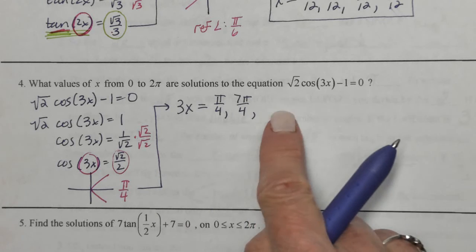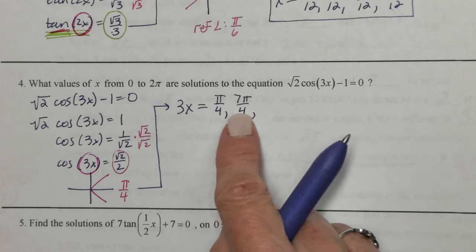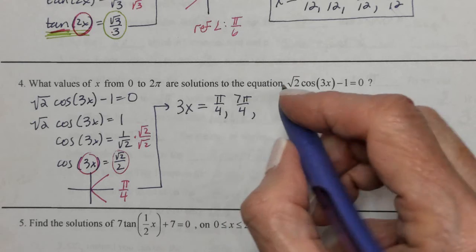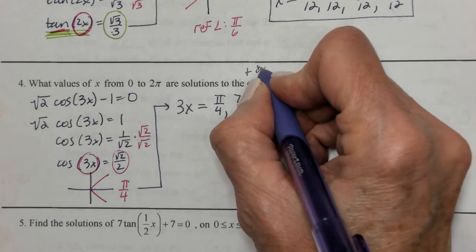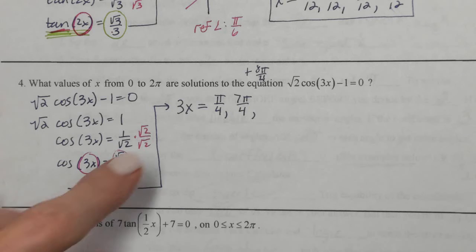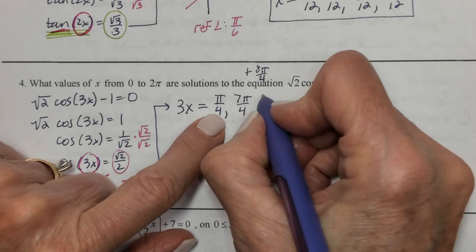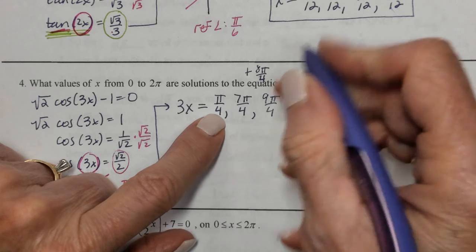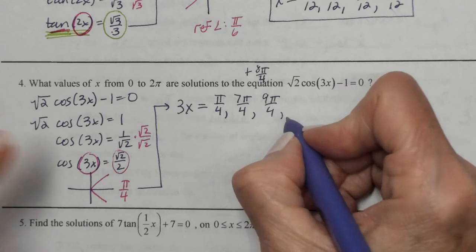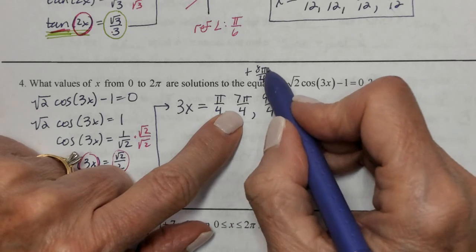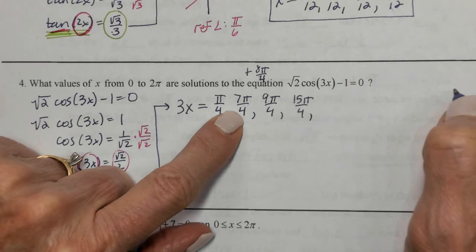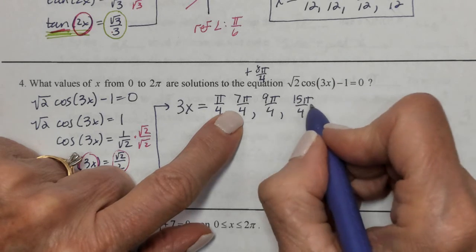I need 2 more sets of these pi over 4 values. I'm going to add each time I'm adding 8 pi over 4 because I'm adding 2 pi. Pi over 4 plus 8 pi over 4 is 9 pi over 4. Seven pi over 4 plus 8 pi over 4 is 15 pi over 4. Okay, that got me two more.